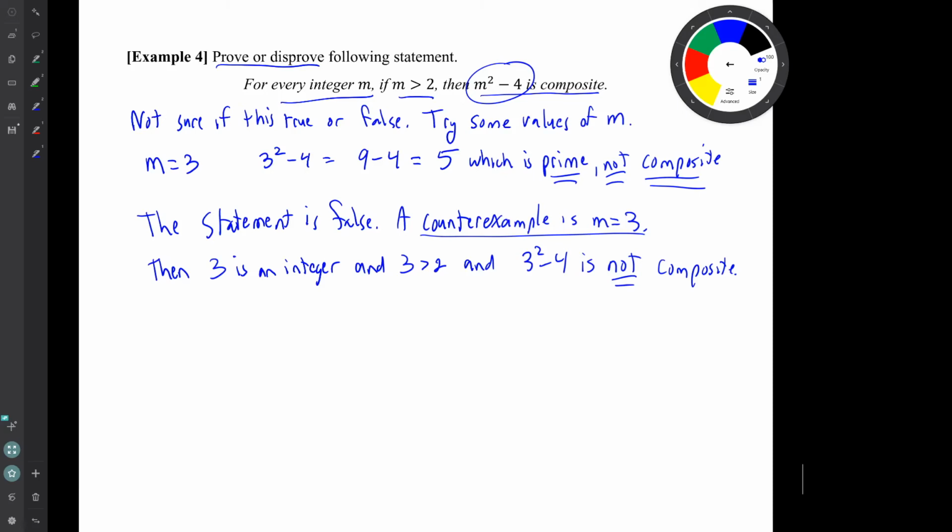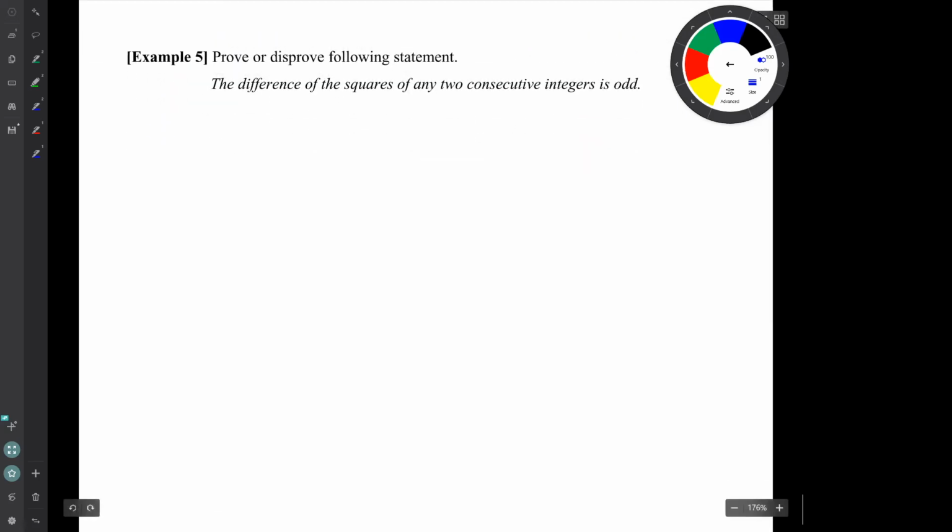Okay, let's go on to the next example. Statement 5. Prove or disprove the following statement. The difference of the squares of any two consecutive integers is odd. Now, we would like to figure out how to structure a proof of this, so it would be nice to state this formally. So we want to use quantifiers, variables, domains. The question is, how many variables? What should they be called?